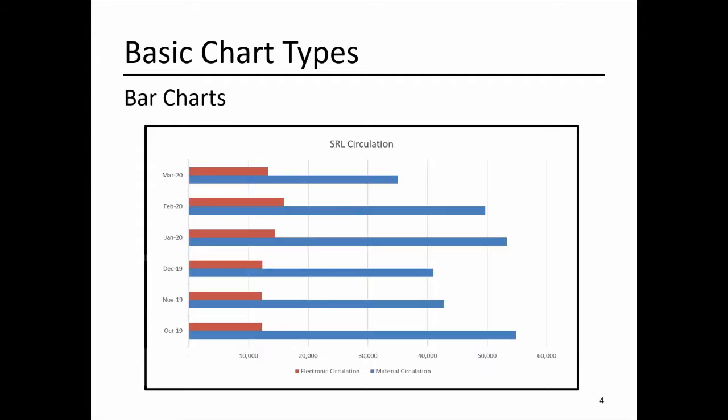The next type of charts are bar charts. With bar charts, horizontal bars are used to represent the data. Bar charts are most commonly used to compare two or more sets of data, and they function just like column charts, except that they use horizontal bars instead of vertical ones. In this example that you see here, this bar chart is also comparing material circulation with electronic circulation over the course of 6 months.